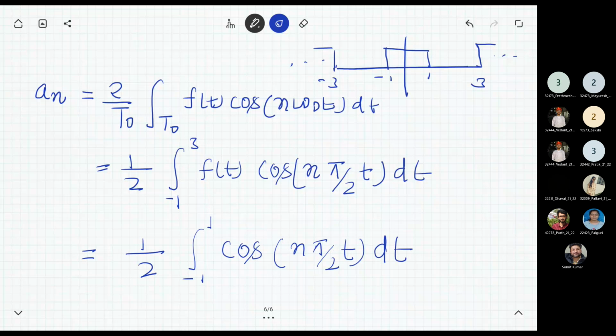Okay, now you see that you are integrating between symmetric limits, right? आप symmetric limit के बीच में integrate कर रहे हैं ना, and this function is even or odd?